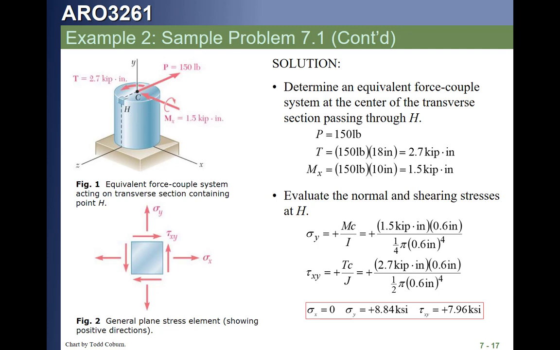This first part is calculating the magnitudes. The second part is calculating the stresses. That moment is causing MC over I stresses. That shear stress is going to be 0 on that face, right? But then our torque is giving us a TC over J stress, which is not 0. So taking all those into account, we find that our stress in the X direction is 0, the stress in the Y direction is 884 KSI, and the shear stress is 796 KSI.